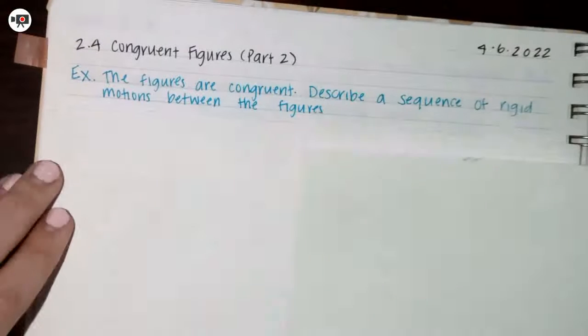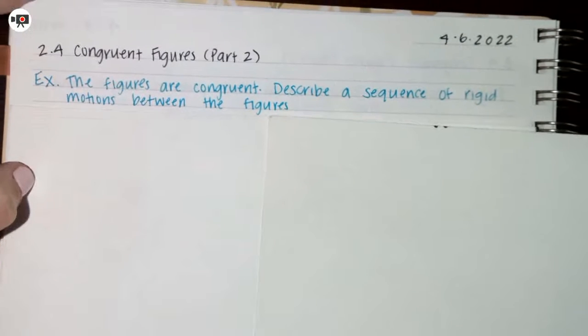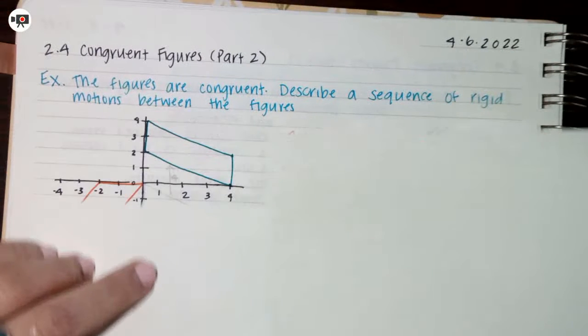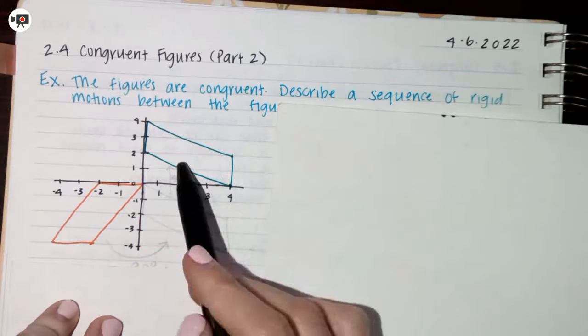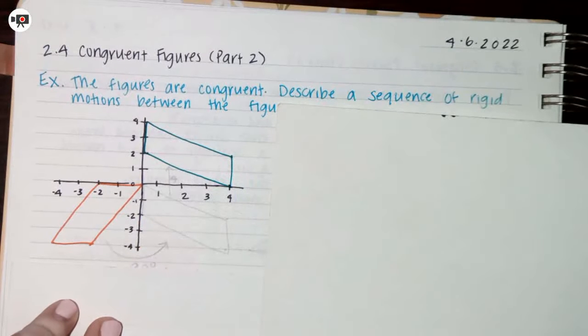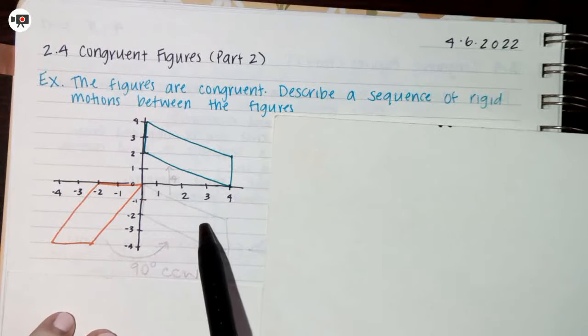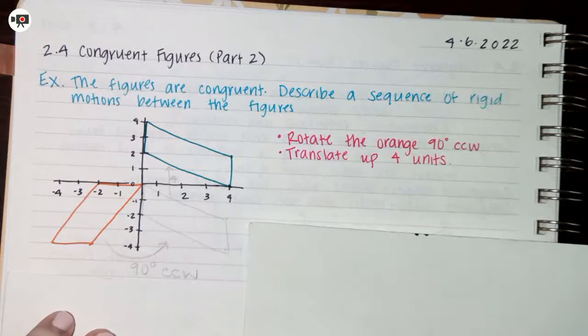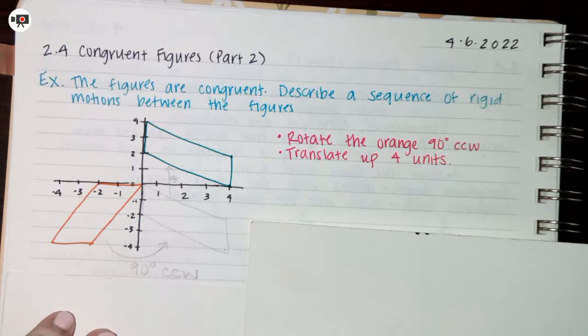And then, the figures are congruent. We are going to describe the rigid motions between the two. So to get from this orange one to the teal one, there's a couple of different routes you can take. One of them is to rotate 90 degrees counterclockwise and then translate it up 4 units. So we will spin and shift.